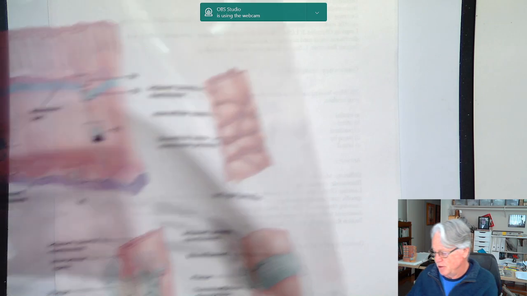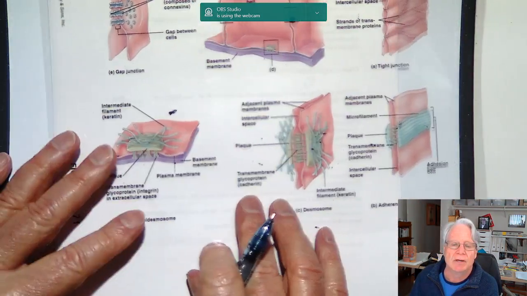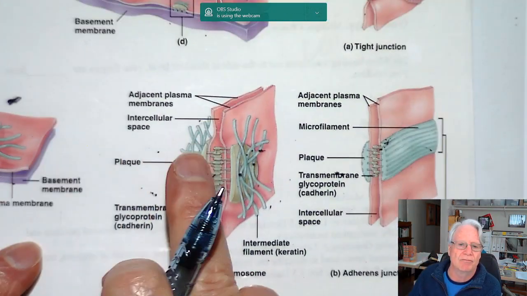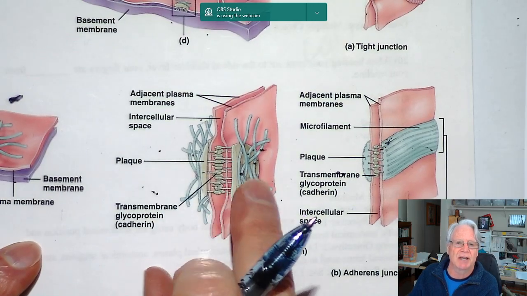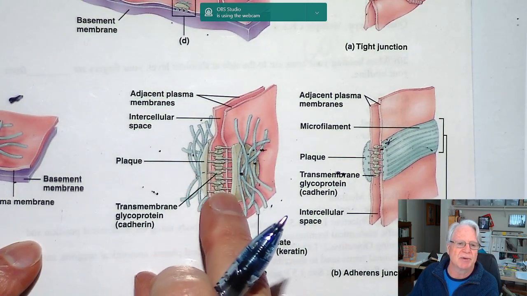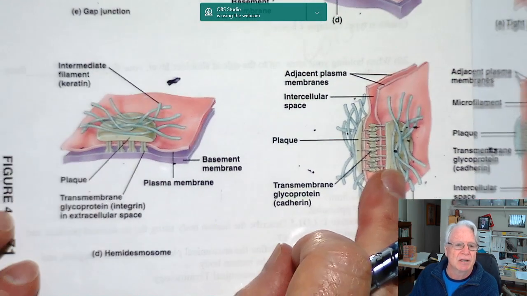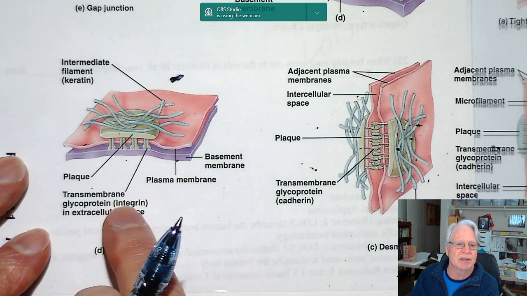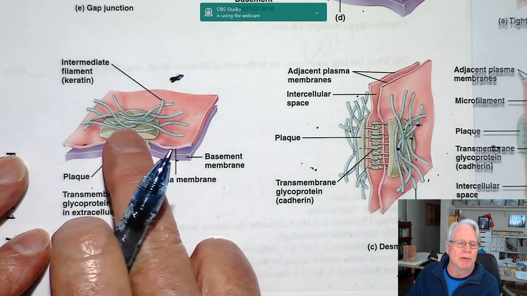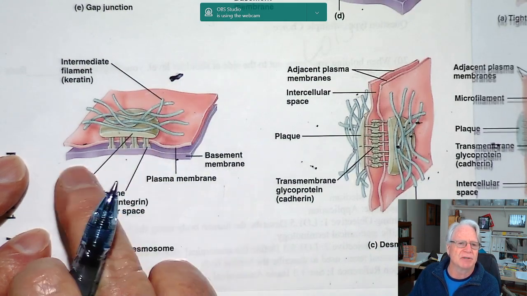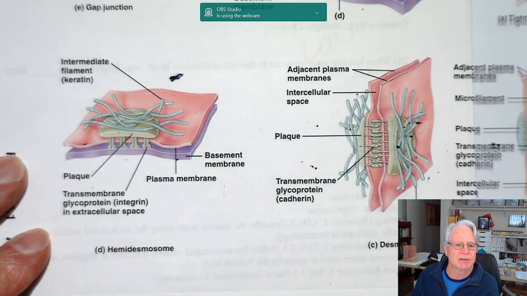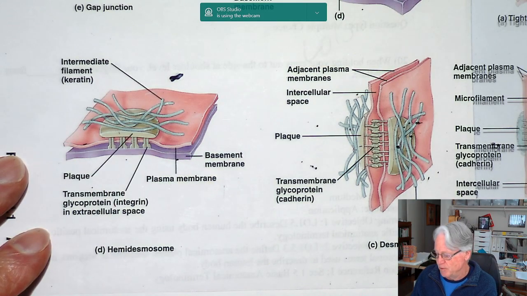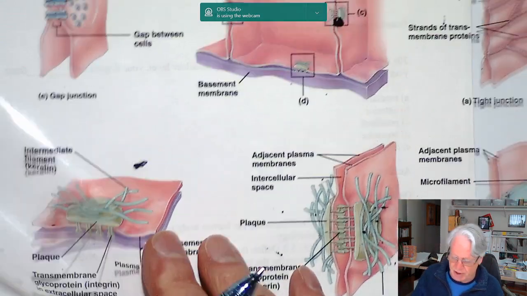Let's jump back to our picture from the textbook. We've done this one. That's the desmosome, with the plaque, intermediate filaments, transmembrane glycoprotein. And now it's still a glycoprotein, but it's a different type, integrin. We have the plaque, the intermediate filaments, the basement membrane, and we're connecting that. So we're gluing the cells down to the basement membrane with this type of junction. Okay.